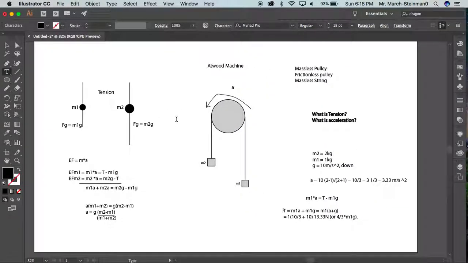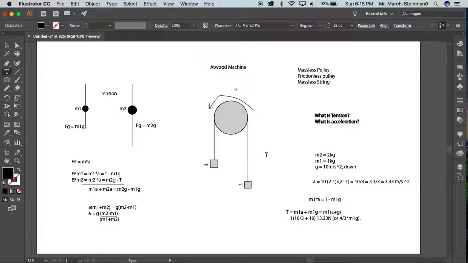Okay, so that is the end of this Atwood machine problem. Hopefully it's helpful.